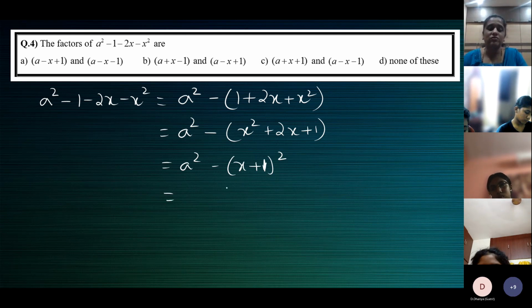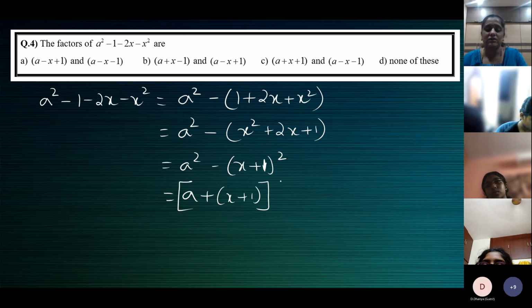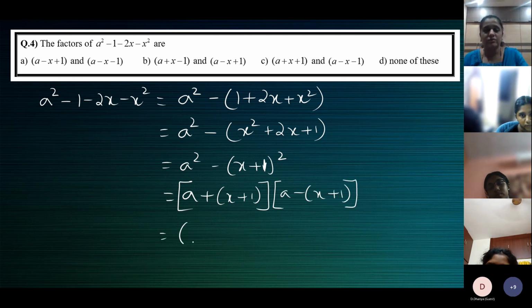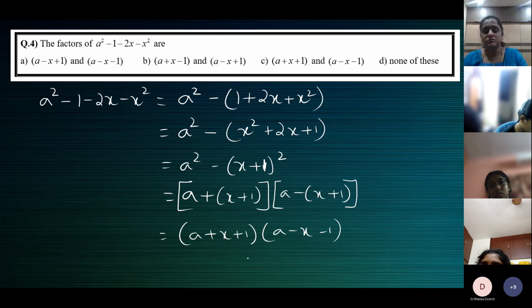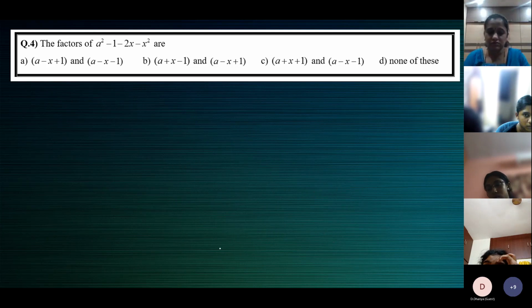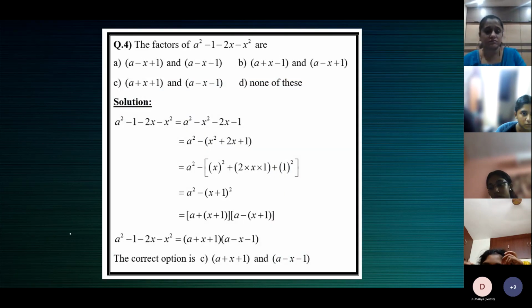Now this is in the form a square minus b square, so a plus b into a minus b. So it will be a plus x plus 1 into a minus x minus 1. Option C.